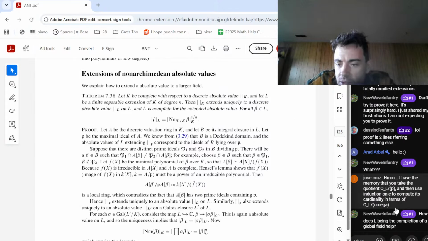You have the memory that if you take the quotient O_L by P, then use induction on e to compute its cardinality in terms of O_K.